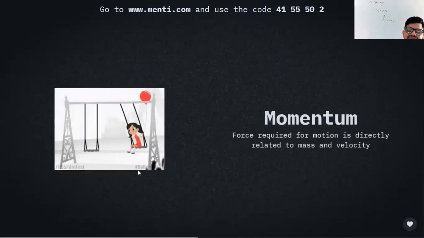Again, from momentum, force required for motion is directly related to its mass and velocity. Just now we have seen, if we are increasing the mass, the momentum will also increase. Why? Because momentum is directly related to mass and velocity. If we increase the velocity, the momentum will also increase. If the velocity is doubled, the momentum will also be doubled. Okay.